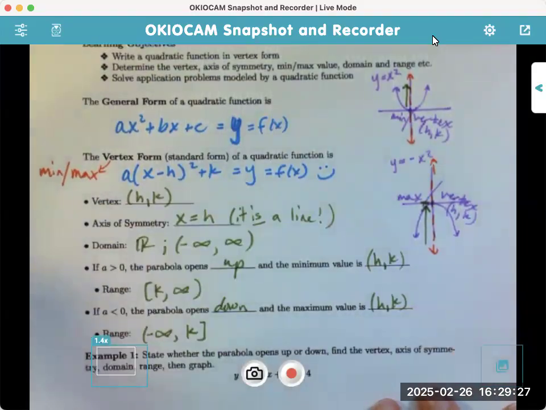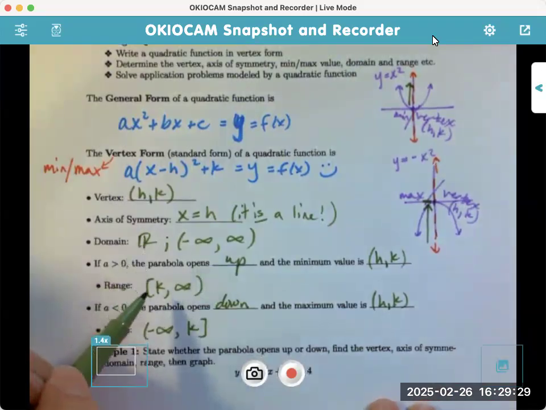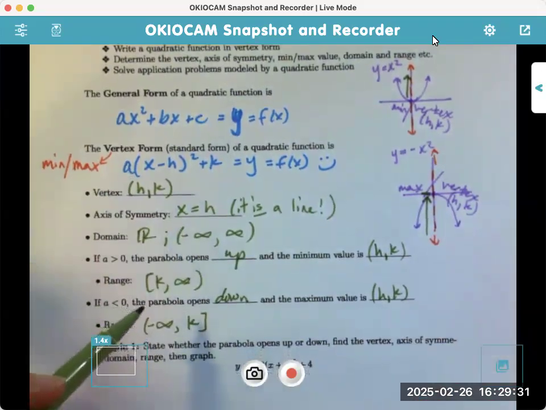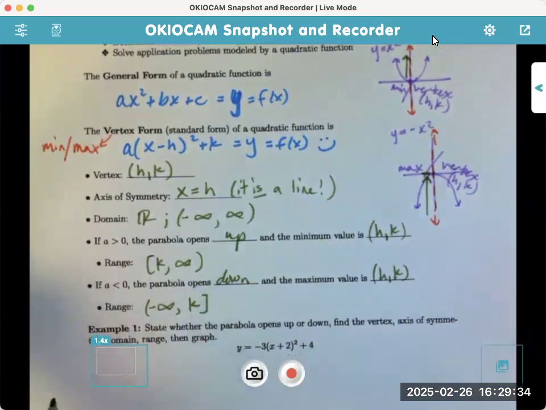Okay, so just keep that in mind. If I open up, the range is k to infinity upward. If I'm open down, I'm negative infinity to k.